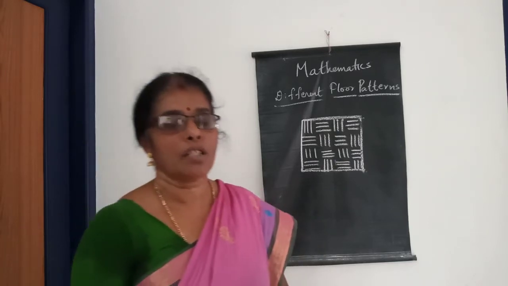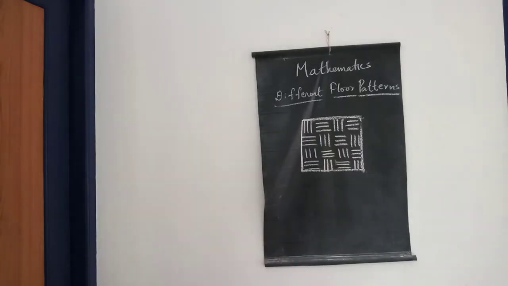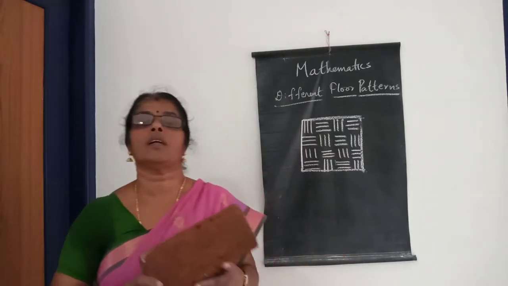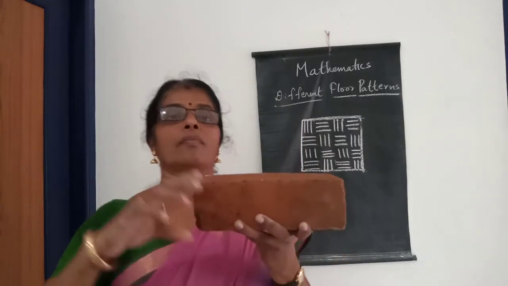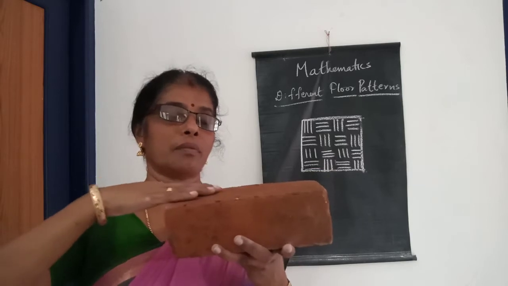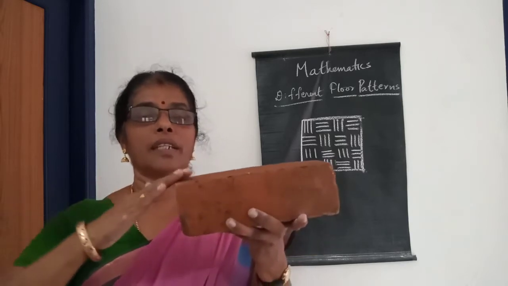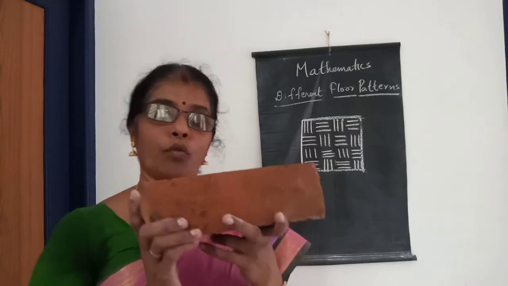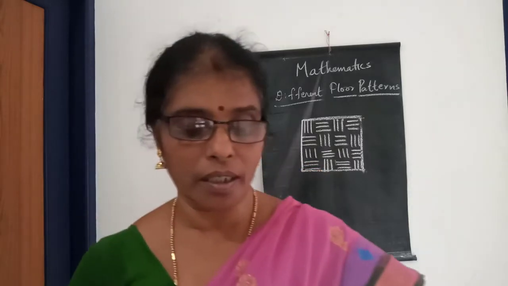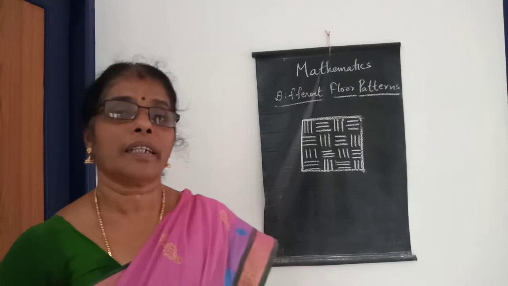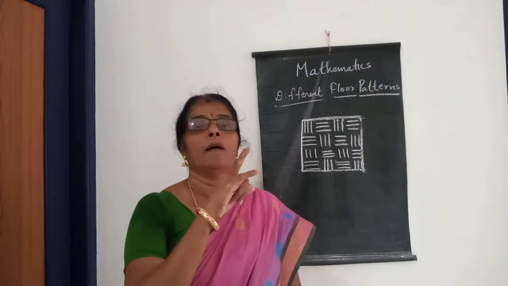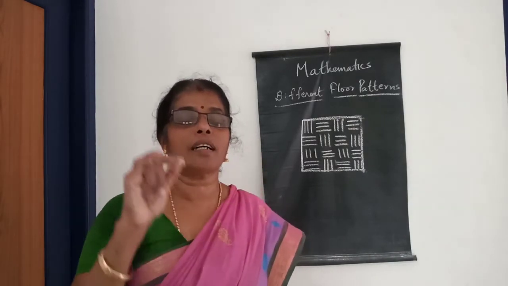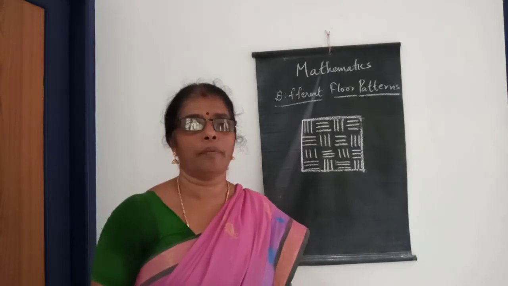Yes. Once more I am showing the brick, children. All of you listen here. This brick is in rectangular shape. What does rectangular shape mean? What is the shape of a rectangle, children? Rectangle means both sides are equal shape.